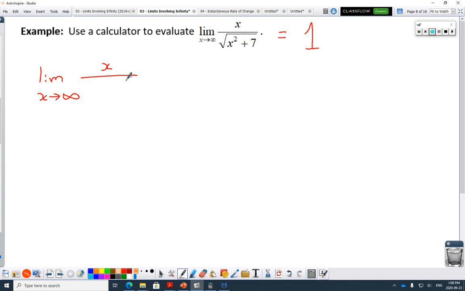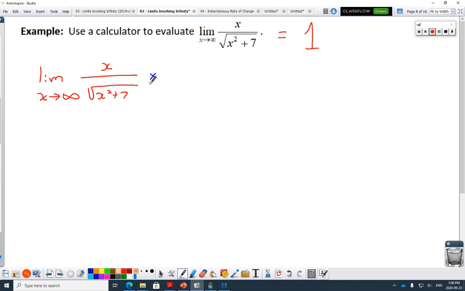X over root x squared plus 7. Okay, advanced trick here, because your rule 1, rule 2, rule 3 aren't going to help you out here. The degree of the top is 1, well, what's the degree of the bottom? Square root of x squared? We never really gave that a degree label. So I've got to expand my trick a little bit.